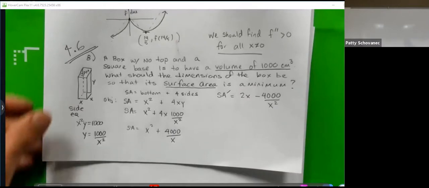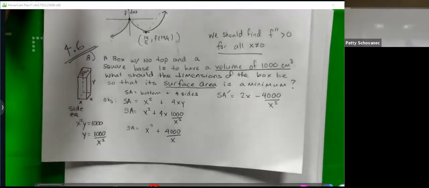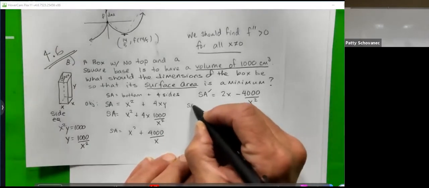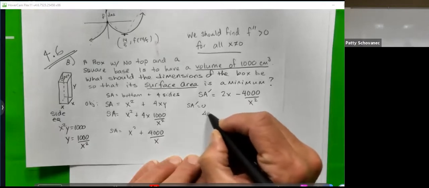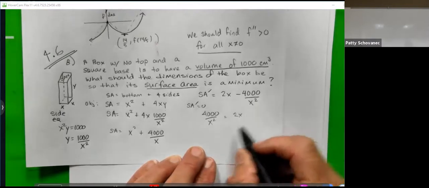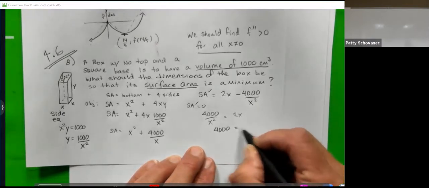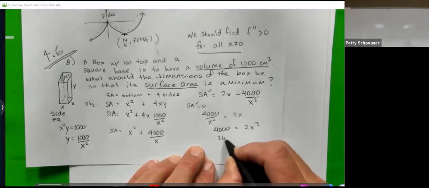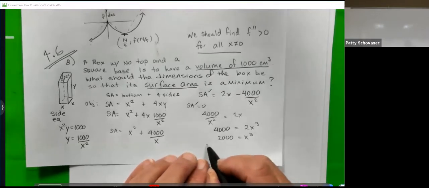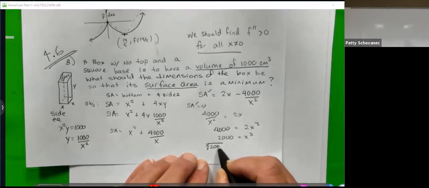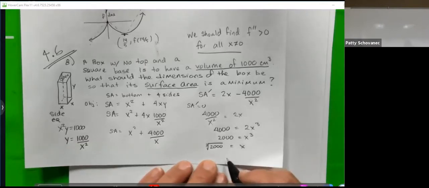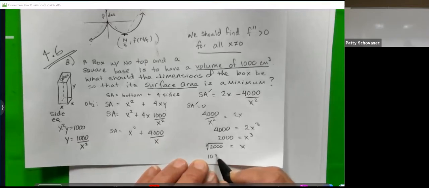When I set that equal to 0, I'll move the 4,000 over x squared to the other side. So I'm going to multiply by x squared. I get 4,000 is 2x cubed. Divide by 2. So I get x is the cube root of 2,000. Cube root of 1,000 was 10, so I can say that x is 10 cube root of 2.